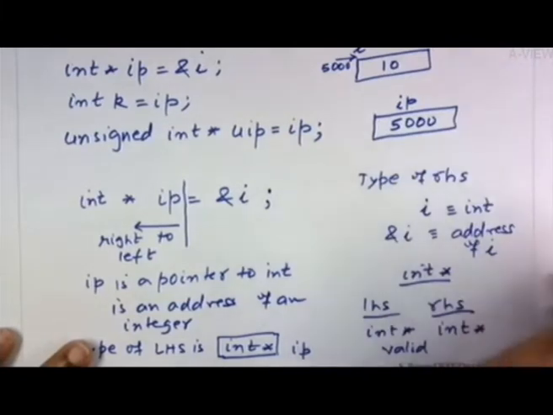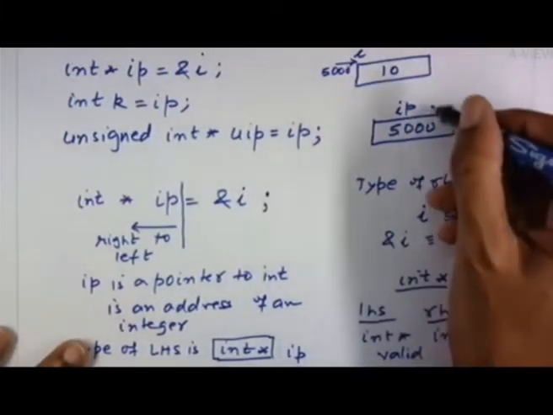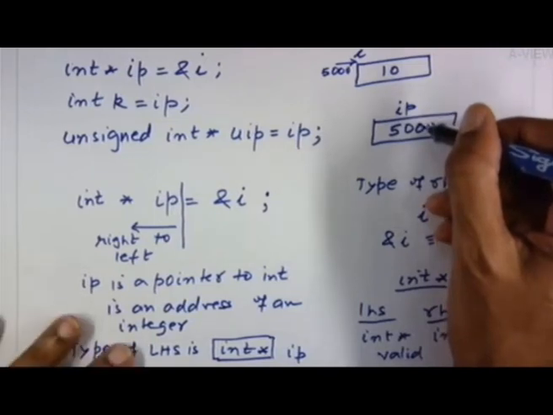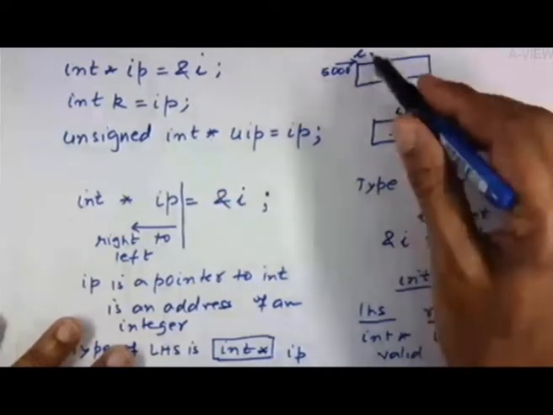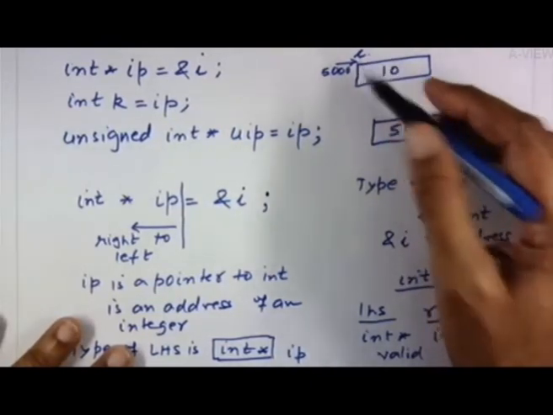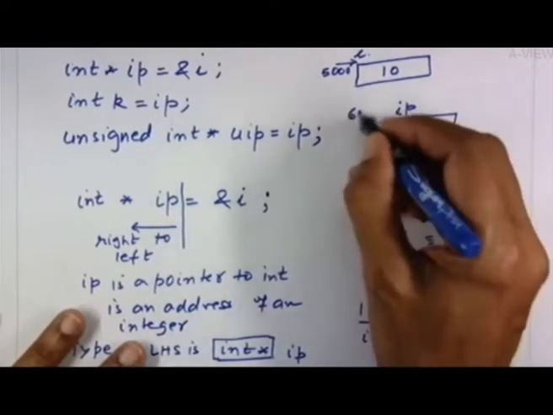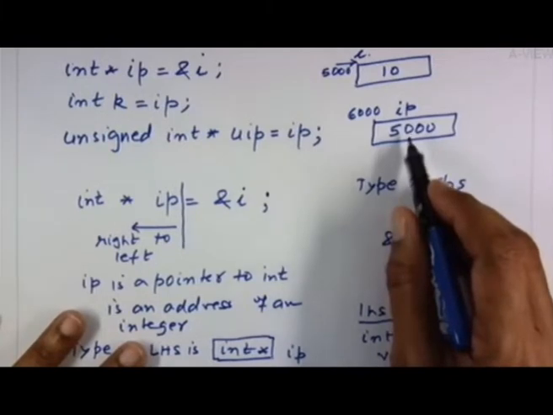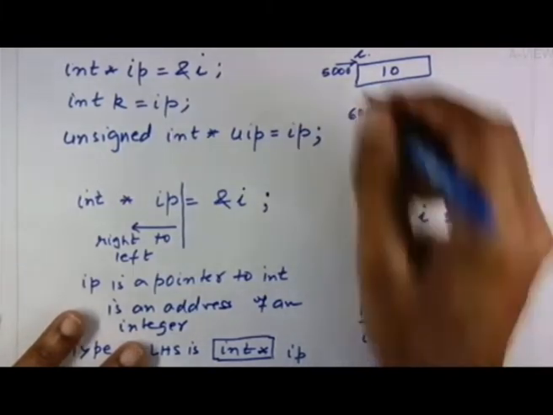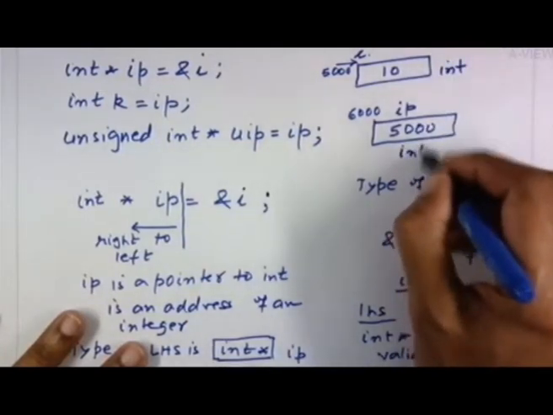Okay, now you can see the differences. R value of I is 10. R value of IP is an address. The content of IP is an address, 5000. The L value of I is 5000, the address where I is stored. What is the L value of IP? I don't know, maybe it is 6000. Somewhere in memory it is stored, but it's definitely not 5000. It's some other address. The type of I is int, whereas the type of IP is int star.